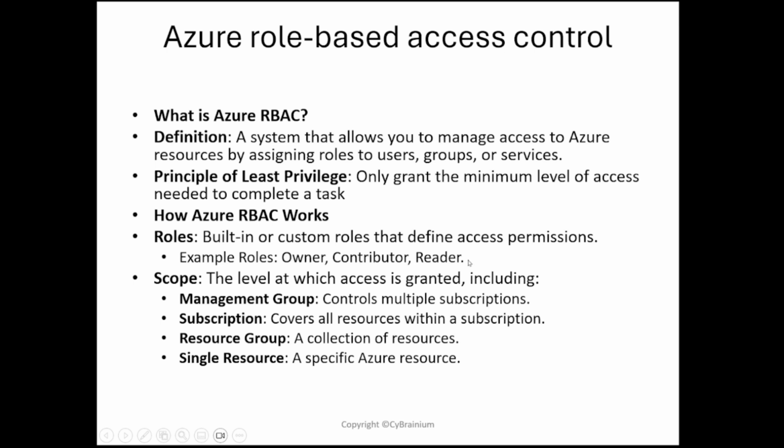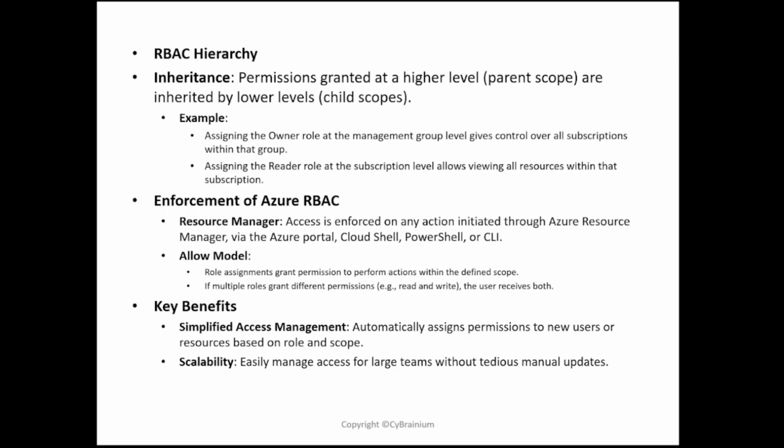Examples: owner, contributor, reader. Scope is the level at which access is granted, including management groups, which control multiple subscriptions, right? If you have given the access on the subscription, then it is going to cover all resources within that subscription. If you have given it on the resource group, a collection of resources, it is going to cover those. If you have given it on a single resource, only that specific resource will have access for that person. Okay, how are we actually doing this, the hierarchy, basically the inheritance?